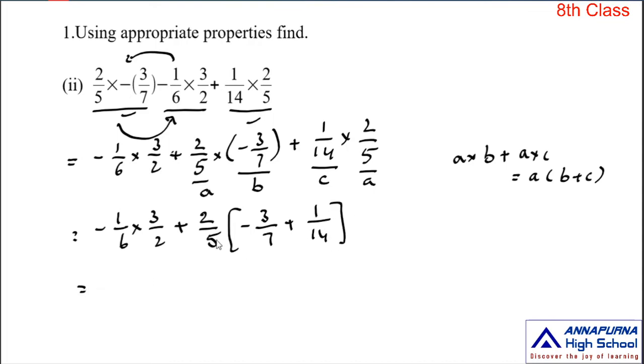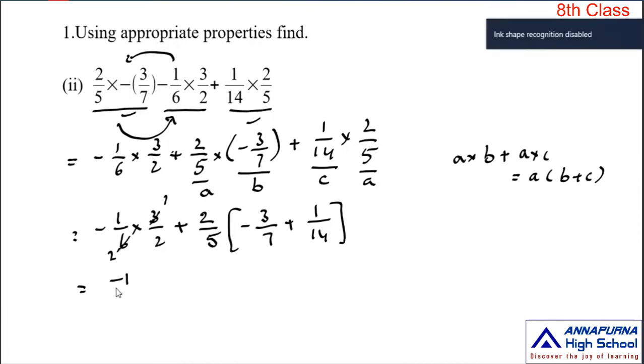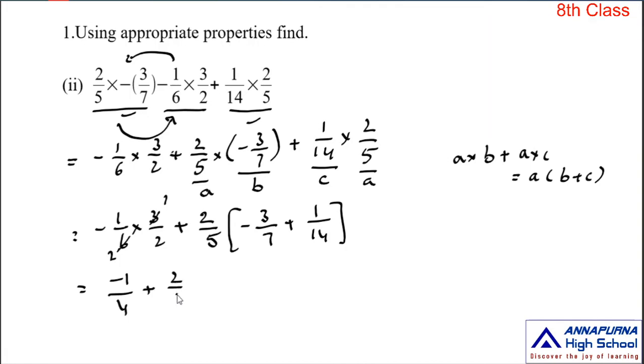So it is equal to, is there any simplification we observe in the first term? You simplify it, no problem. Third table, 1 time 2 times. Okay, so minus 1 into 1, minus 1 by 2 into 2, 4, plus 2 by 5 into, simplify this expression. So here the LCM is 14 and the numerator is minus 6 plus 1.